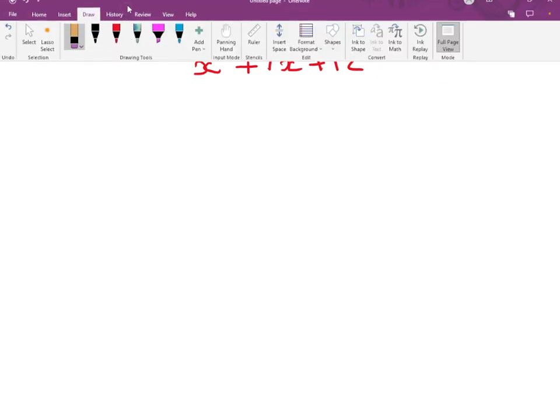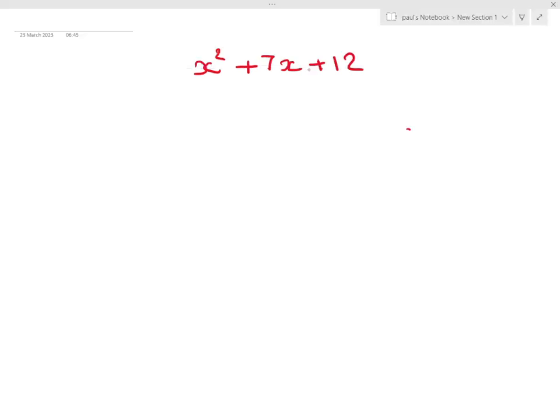So what we do first is we find factors of 12. And the factors of 12 could be 1 times 12, 2 times 6, or 3 times 4. And what we have to do is find factors of 12 and then look at this sign here before the 12, and in this case it's plus 7. So we find factors of 12 that add together to make plus 7. So let's put our brackets here.